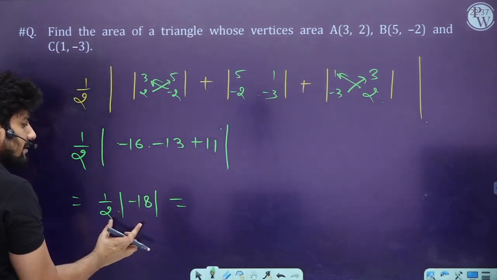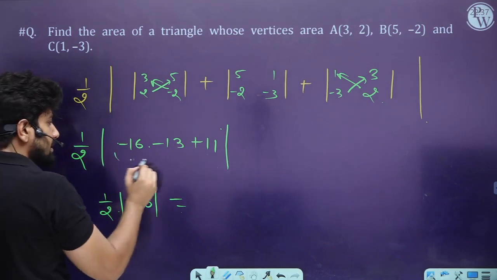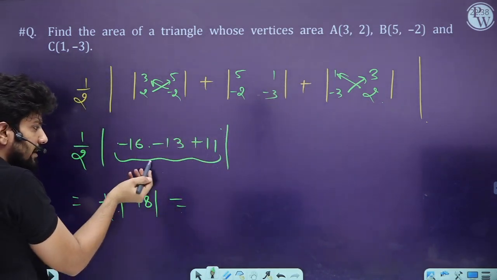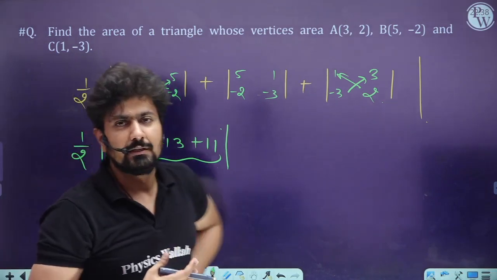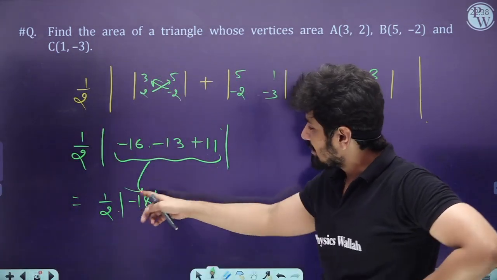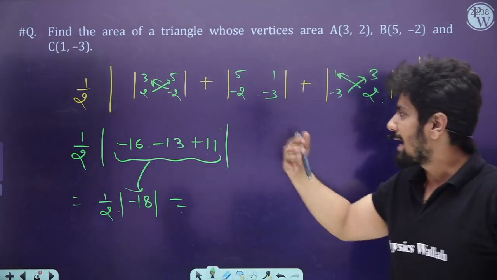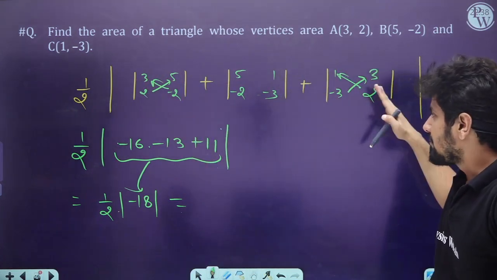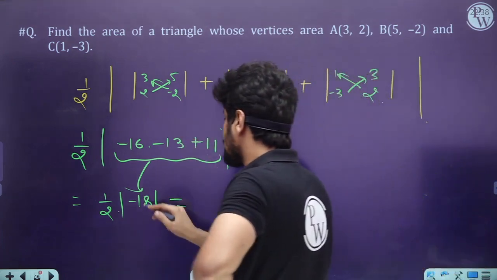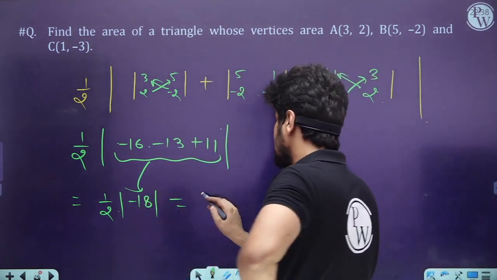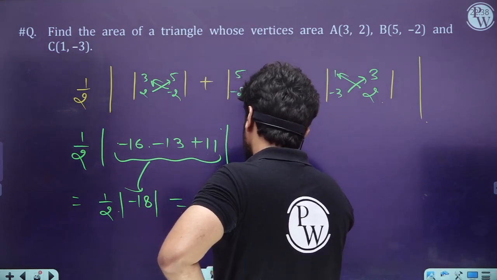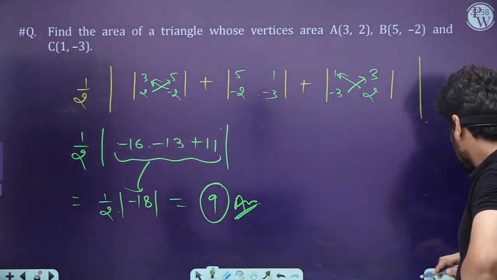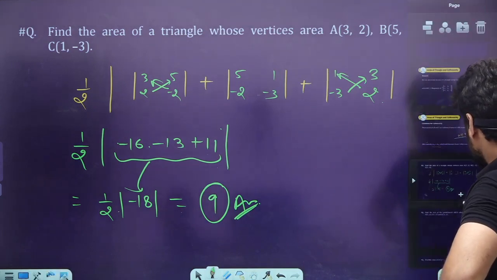So here is the rule of modulus: suppose this entire calculation, the sum of these three determinants, comes out to be negative. Then what does the modulus do? The modulus makes it positive. Basically, the magnitude of the sum of these three determinants divided by 2. So, minus of minus 18, 18 by 2, that will be 9. So, this is our answer. This is the area of the triangle. Okay, so this is one of the ways.